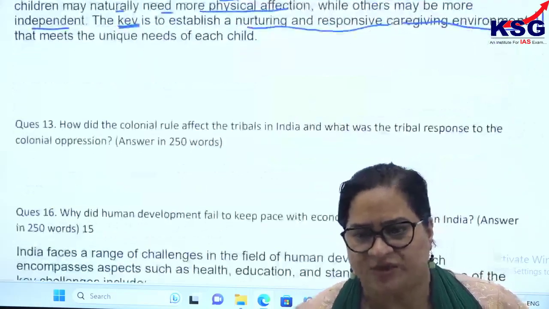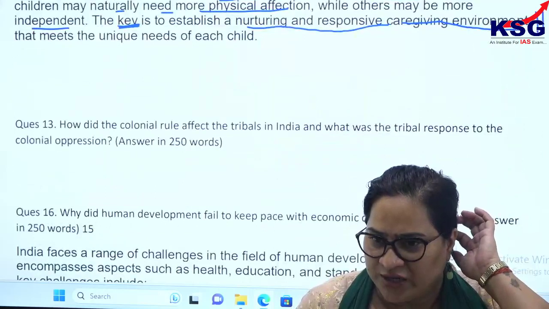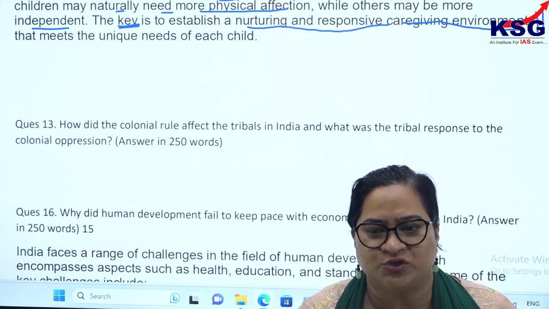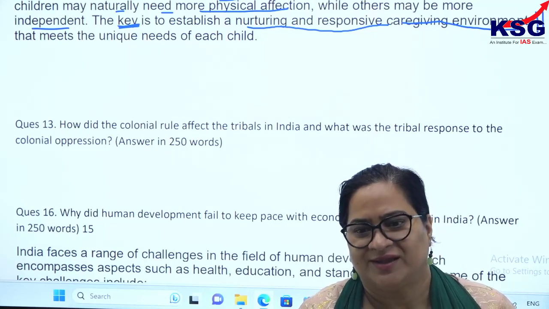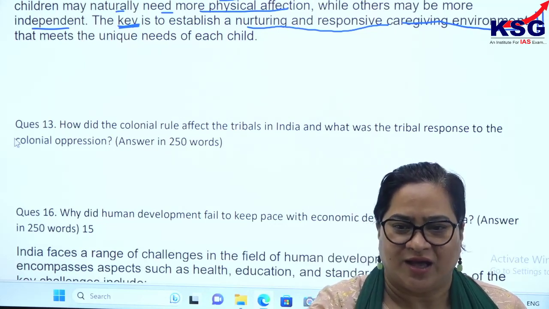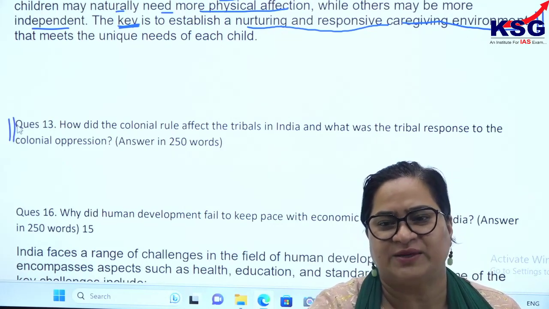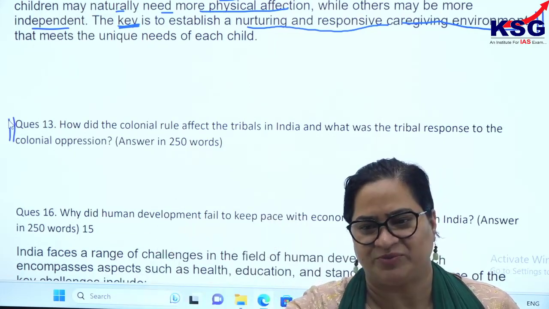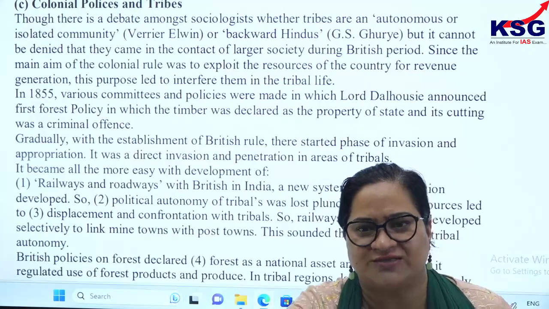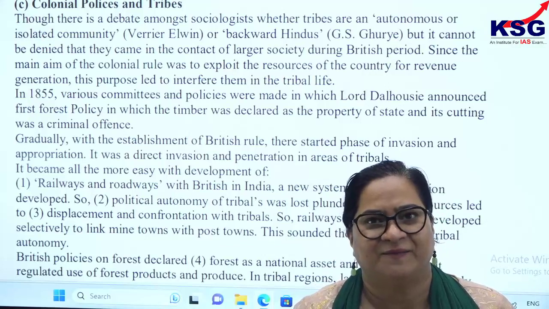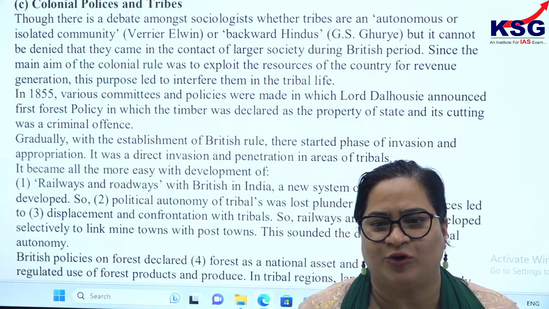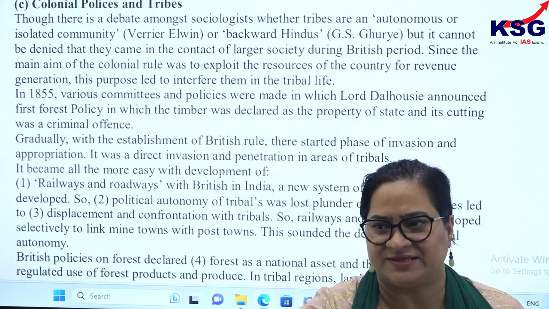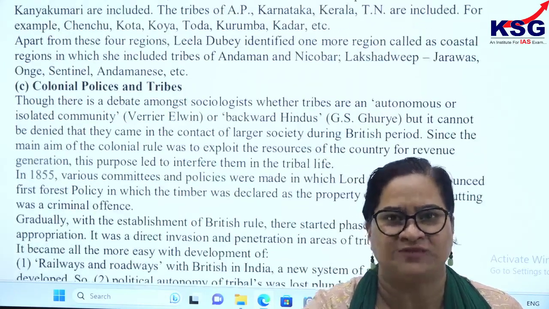Then we move to this one. How did the colonial rule affect the tribals in India, and what was the tribal response to colonial oppression? With respect to this question, I believe all the sociology students, old as well as the present batch, yet need to study this chapter. But these are the notes related to tribals in India, and in these notes, as I believe all of you can see, there is this colonial policy and tribes. That's an integral part of this syllabus in sociology.